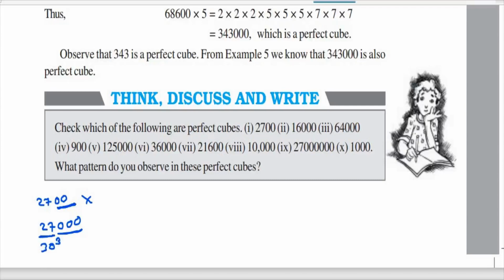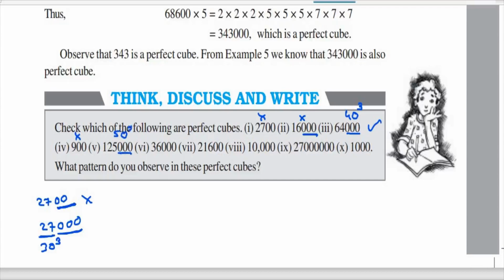Now you can look at this number, 16,000, right? 1000 is there, 3 zeros are there, but 16 is not a perfect cube, right? See, 1 cube 1, 2 cube 8, 3 cube 27, 4 cube 64. 16 doesn't come. Now 64 and 1000: 1000 is 10 cube, and 64 is 4 cube, so I have 40 cube, so this is a perfect cube. 900, see, doesn't make a perfect cube, so it is not there. 125,000, though, see, 1000 is there, that is 10 cube, and 125 is 5 cube, no?